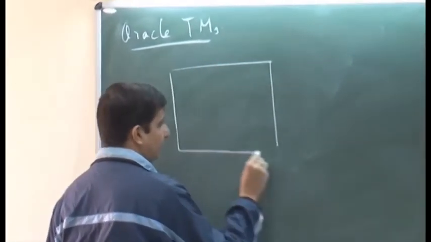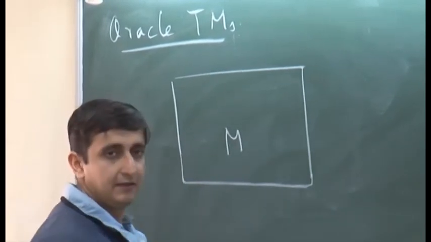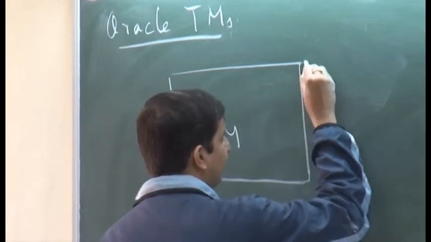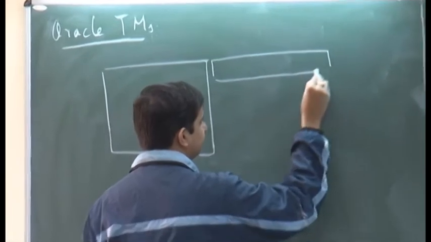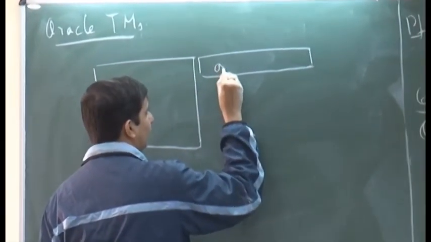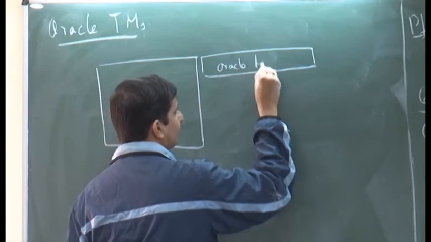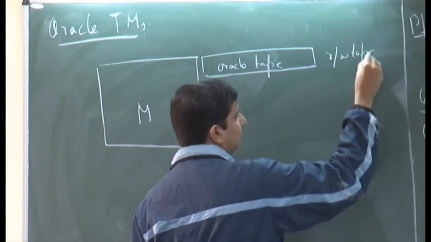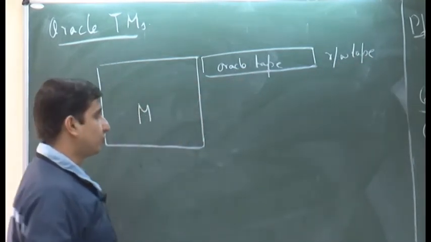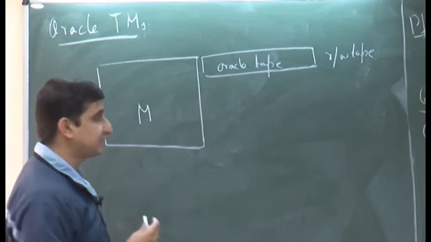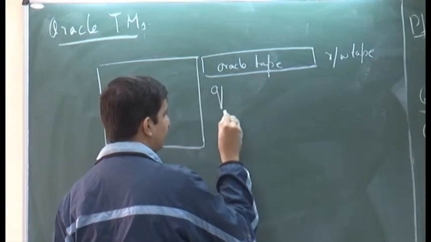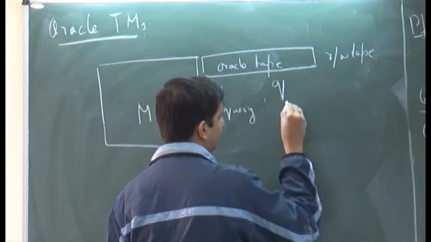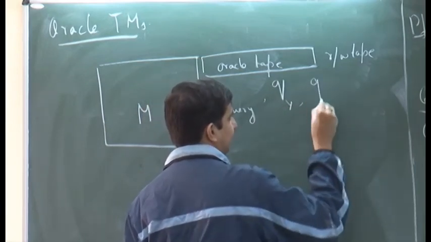So, what is an oracle Turing machine? An oracle Turing machine is just like an ordinary Turing machine. It can be deterministic or non-deterministic. So, we have a Turing machine M, but in addition to this, it has an extra tape, which is referred to as the oracle tape. This is a read-write tape, so you can read from this tape as well as write onto it. And the machine has three extra states: a state q query, a state q yes, and a state q no.